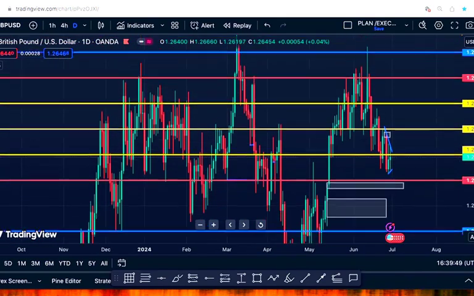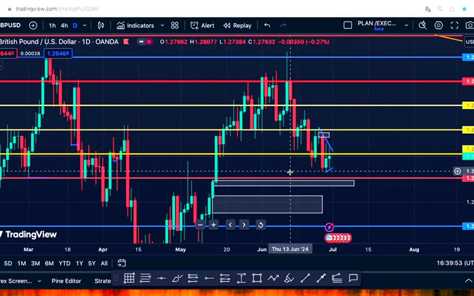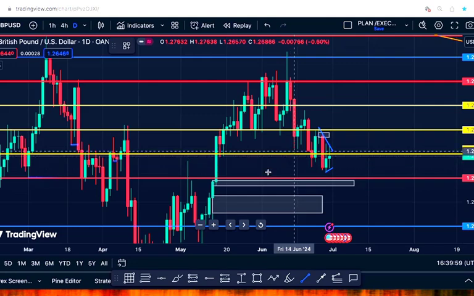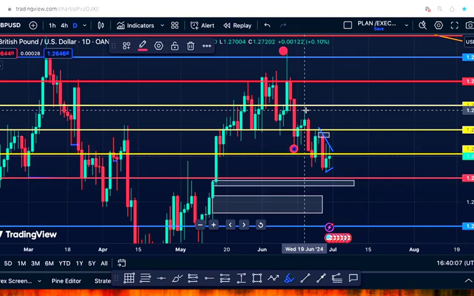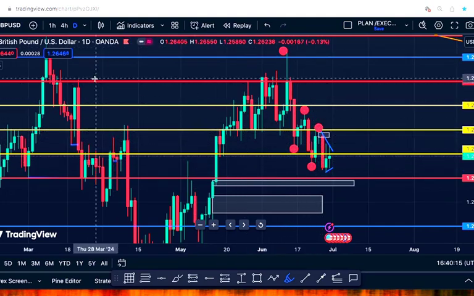From the daily time frame, what are we seeing? Price has actually moved down and is currently respecting structure: lower high, lower low. As you can see, price is respecting the structure. This is a higher low, okay, lower high, higher low, lower high, lower low. So as you can see, price is currently respecting structure here.